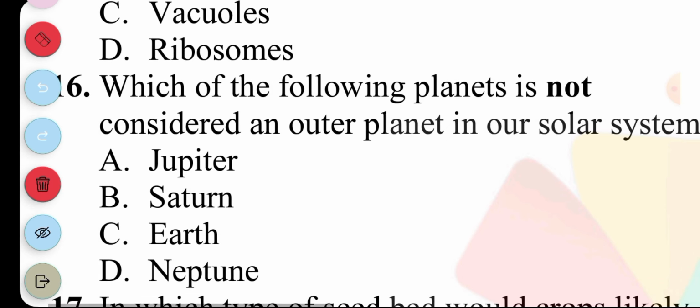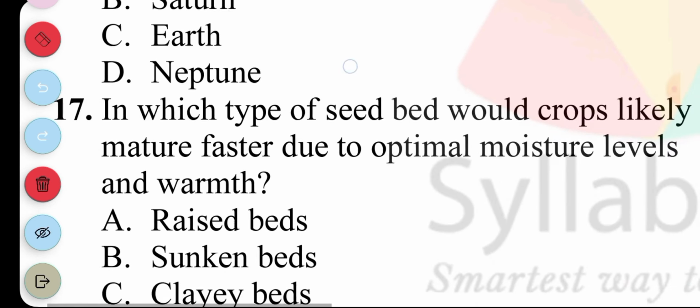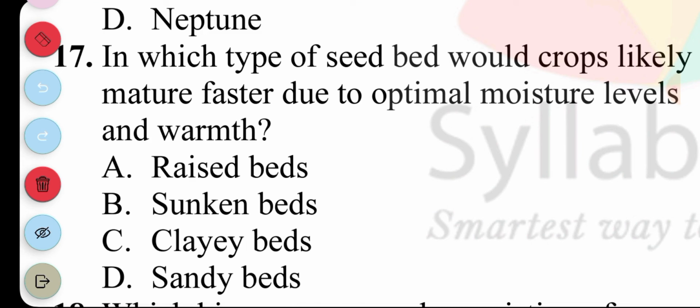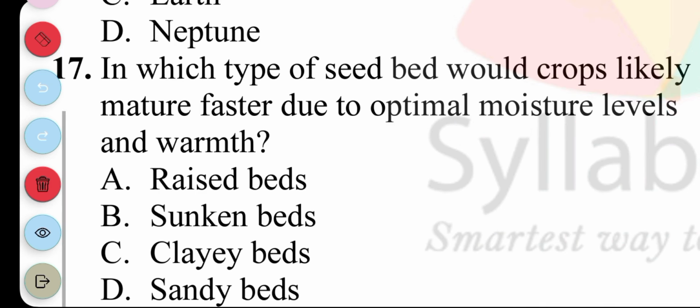So we have Jupiter, Saturn, Earth, Neptune. Earth is an inner planet, so the answer is C. 17. In which type of seedbed would crops likely mature faster due to optimal moisture levels and warmth? So we have raised bed, sunken bed, clay beds, and sandy beds. And the answer to this is raised beds.